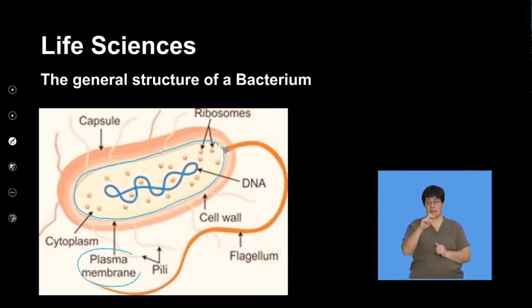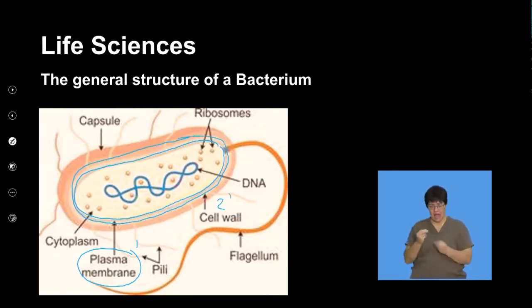So this is the one layer. All living things have a cell membrane. Then it has a cell wall around it. It's not a plant cell. Yes, plant cells have a cell wall, but this is not a plant. It doesn't have characteristics of plants.